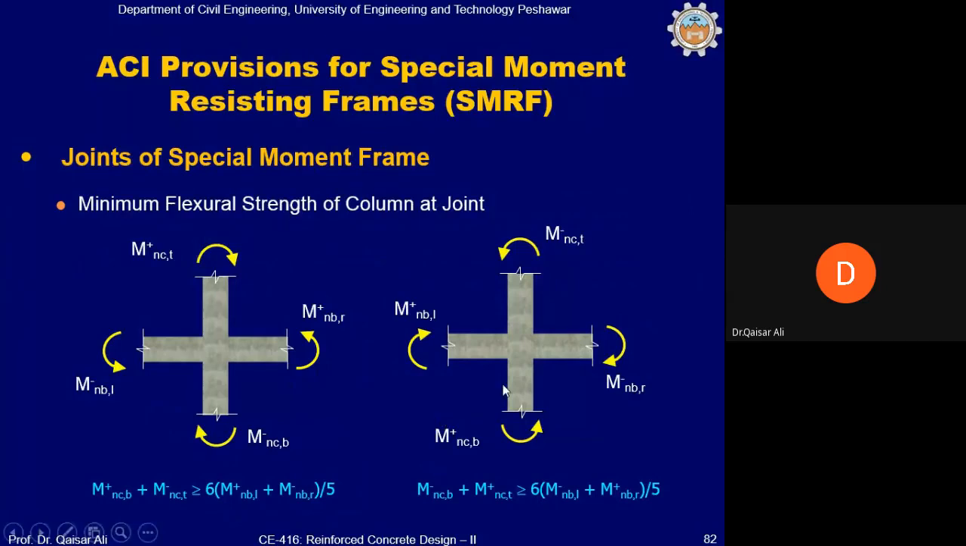And this is for the other direction. This was for the clockwise direction, and this was the anti-clockwise direction. Again for the column, MNCL, MNCT, MNCB, and MNBL, MNBR mean left, right, top, bottom. The summation of the column bending moments at the connection must be 20% greater than the beam combined bending moments.